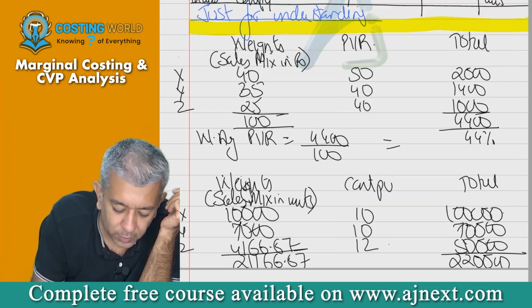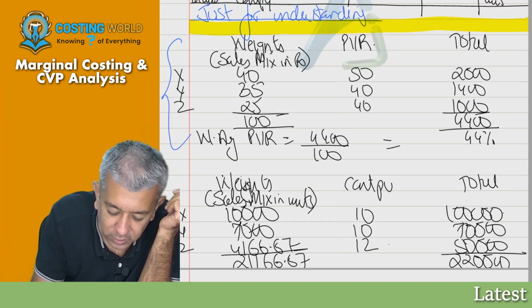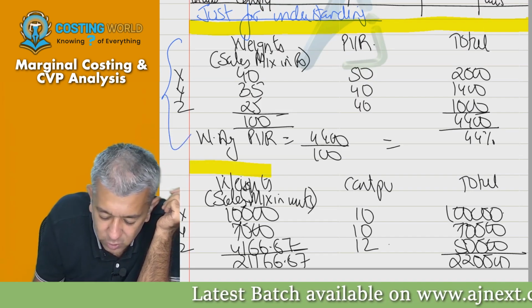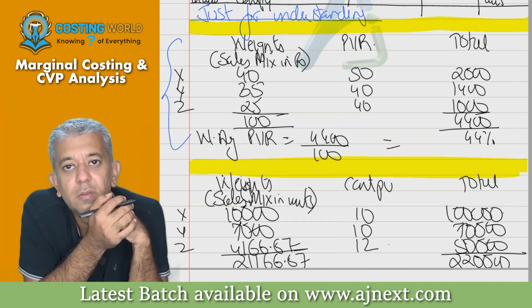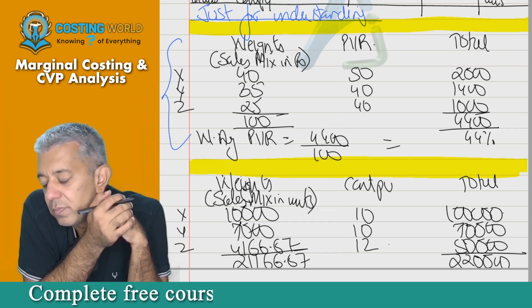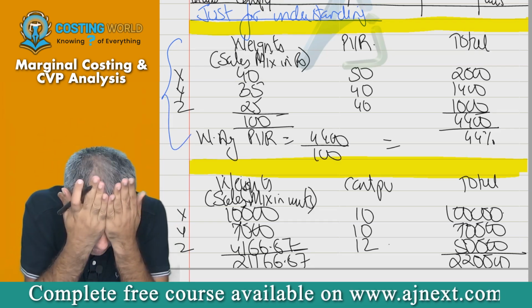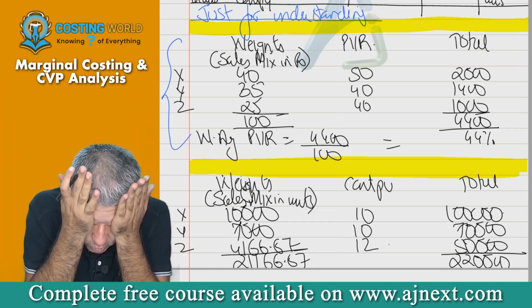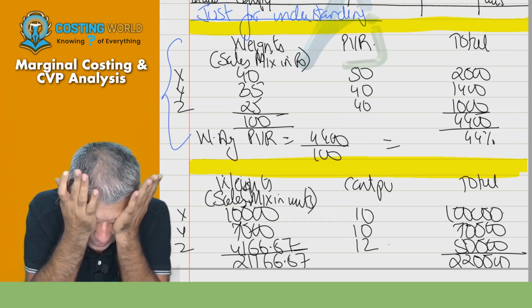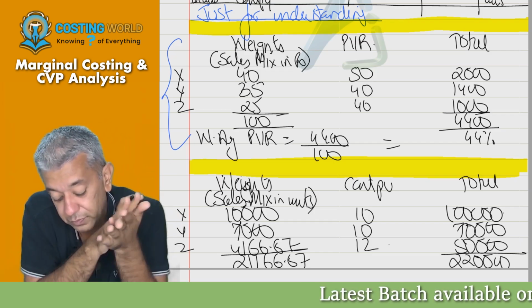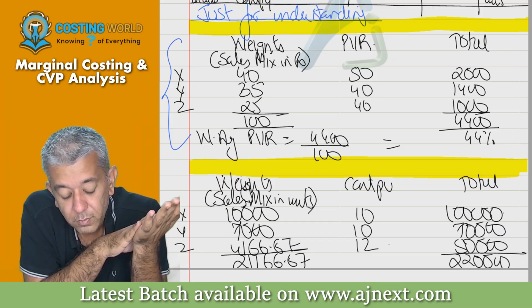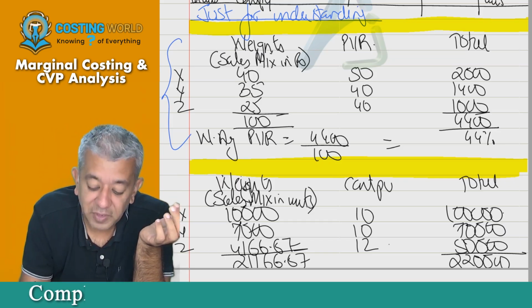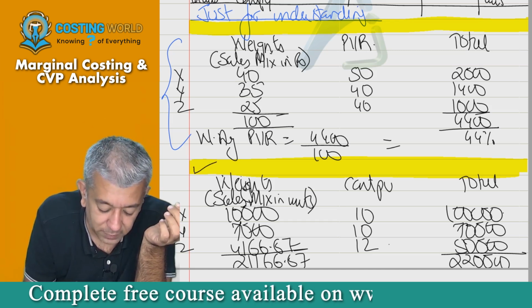Leave 10 lines, you will be copying this in a minute's time, but you write down the other line also. After leaving 10 lines, you write down whatever I am saying now. Sir, can you repeat? Weighted average PV ratio of the company also represents weighted average PV ratio of the products, taking weights as sales mix in rupees. Okay, leave 10 lines and write down this particular statement now that I am saying.